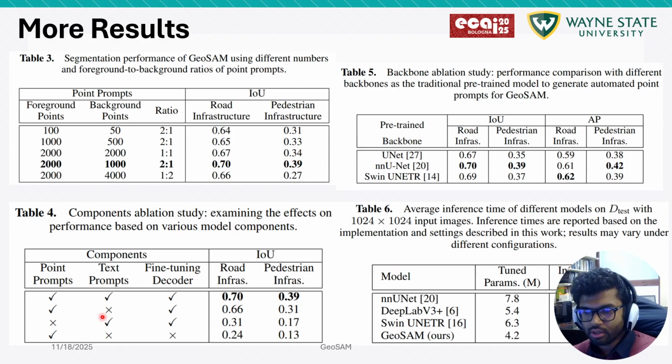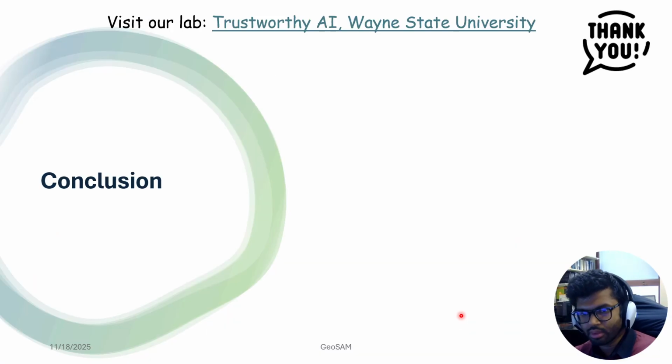In the ablation study, we show that each of the modules that we use is very important, as we can see that the performance drops when we remove one of the modules. In the backbone ablation study, we show that instead of NN U-Net as the traditional one, if we use U-Net or Swin UNETR, we still perform really well. And we have some model inference time analysis and parameter counts, etc.